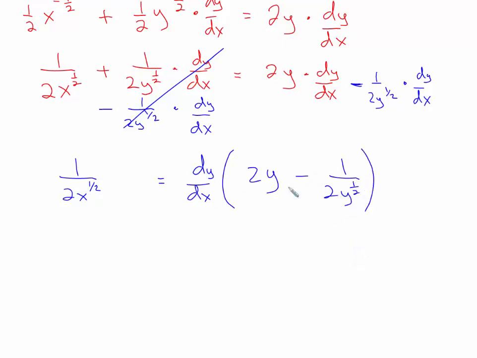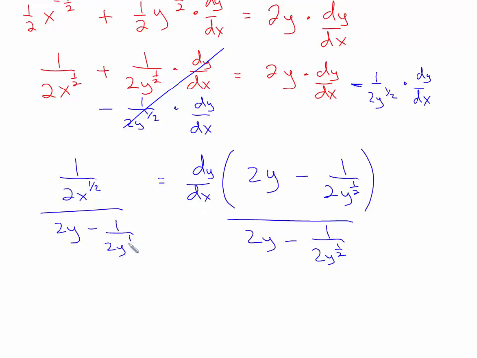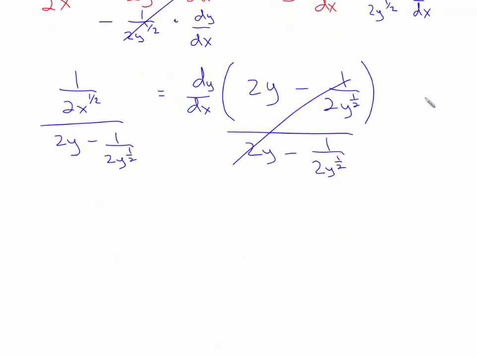And then to get this by itself, we're going to divide by this. Divide by 2y minus 1 over 2y to the 1/2. Okay, and then we need to continue the algebra here. So we've gotten dy dx by itself, so that's good. But you need to further simplify this, right?